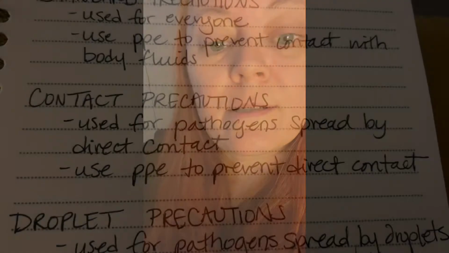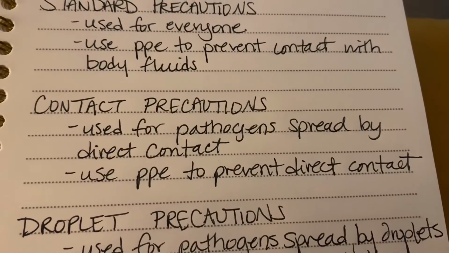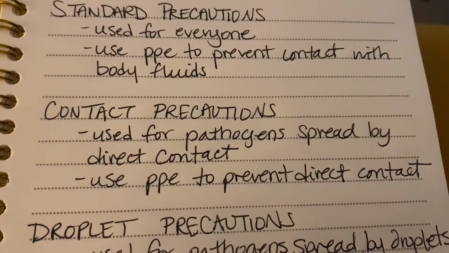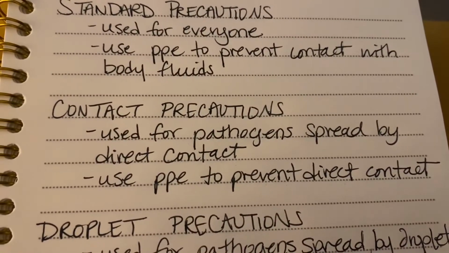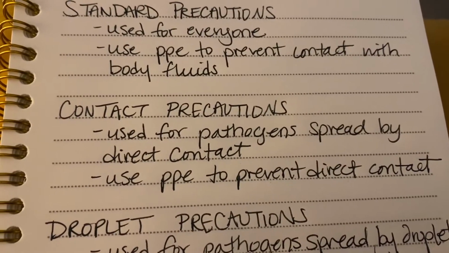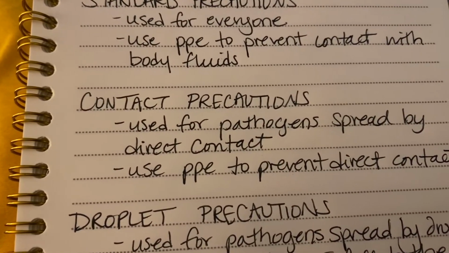So one of the concepts that you learn in nursing school is infection control. So I'm just going to go very briefly and very quickly through some of the basics. Contact precautions are used for pathogens that are spread by direct contact. In this case, you're going to use your PPE to prevent direct contact with the individual or with contaminated surfaces in the room. So this is where you would go into the room with your gloves and your gown and your shoe covers every time you enter the room, pretty much.